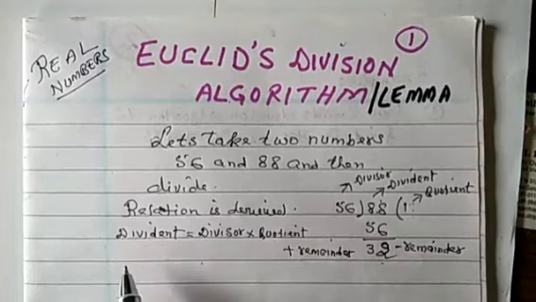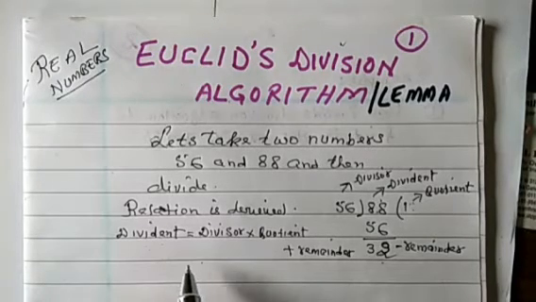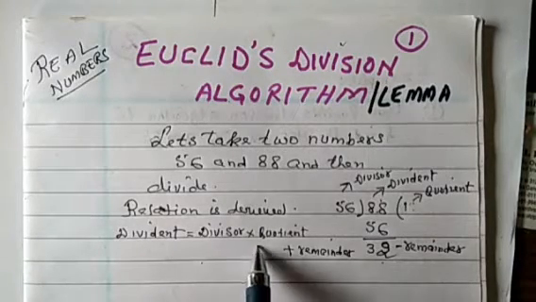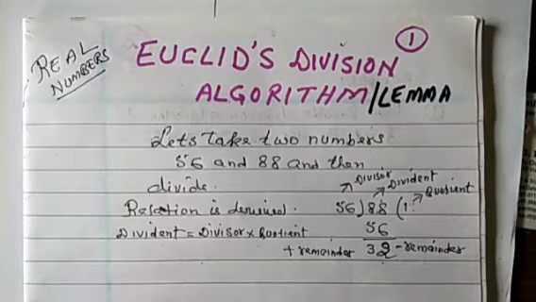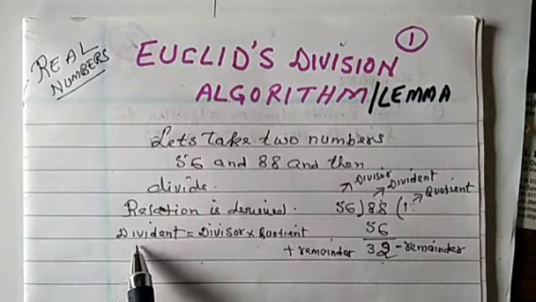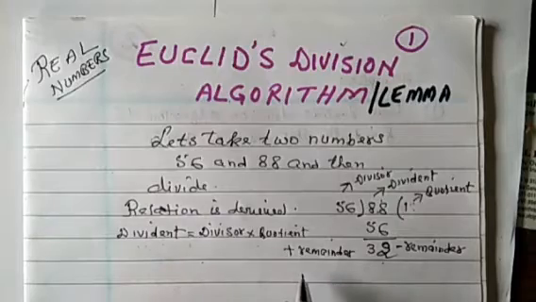And you already know one formula: dividend is equal to divisor into quotient plus remainder. I think you know this from before. Dividend is equal to divisor into quotient plus remainder.